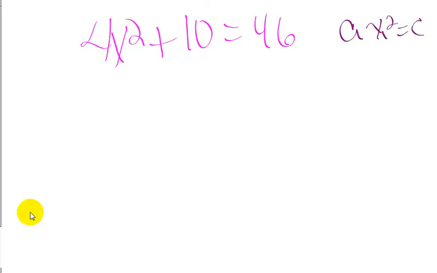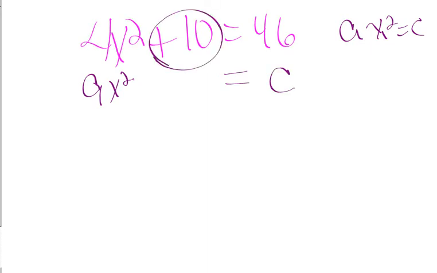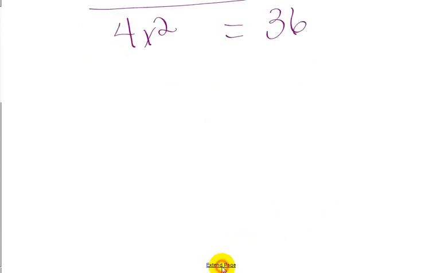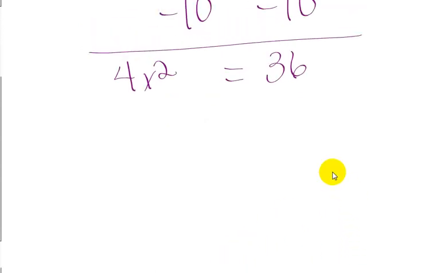So we've got our ax squared right here, right? But we need it to be equal to our c value. So we need to get rid of this. Okay? So subtract 10 from each side. And then we get 4x squared equals 36. Everybody with me there? Now it's in our ax squared equals c form. Everybody see that? So our next thing is to start solving for x. So we need to divide each side by 4. And we get x squared equals 9.